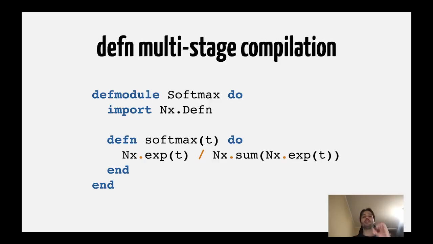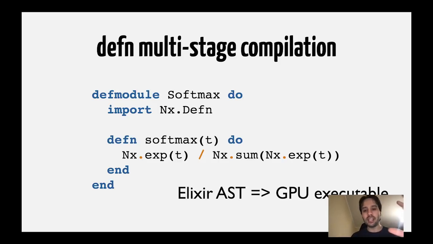Right, so when we wrote the softmax code in the terminal, where we did softmax and then defined the softmax formula, you could think that the way it works is that DefN gets the Elixir AST and translates that to the GPU executable, but that's not actually how it works, okay? It actually goes through multiple stages.